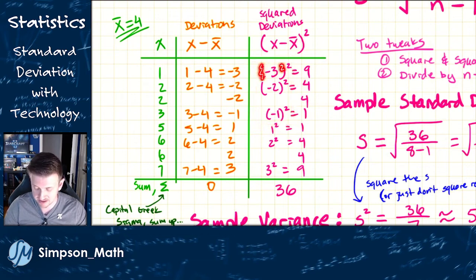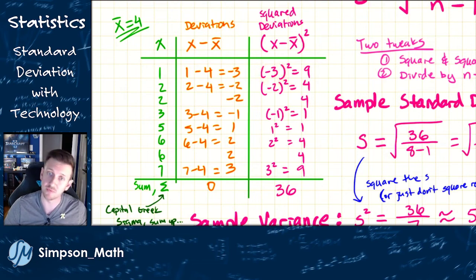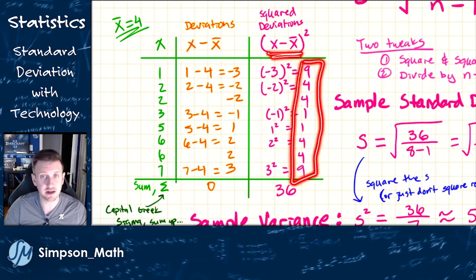If you didn't have the parentheses, just the math teacher in me, that would be a mistake, because that would be -3 squared is a negative times 3 times 3, or -1 times 3 times 3, which would be -9. So if you do, for some reason, want to type -3 squared into the calculator, you must have parentheses around that -3 before you square it. So I get 9, 4 and 4 again, -1 squared is 1, and then back up, 1 squared is 1, 2 squared is 4, 2 squared is 4, 3 squared is 9. So now these are my squared deviations.